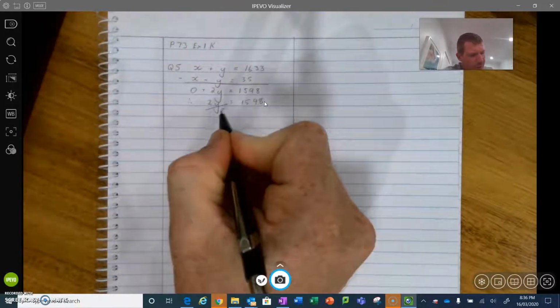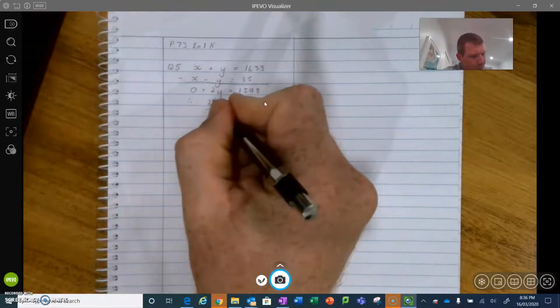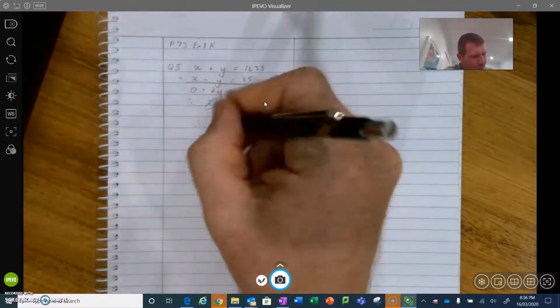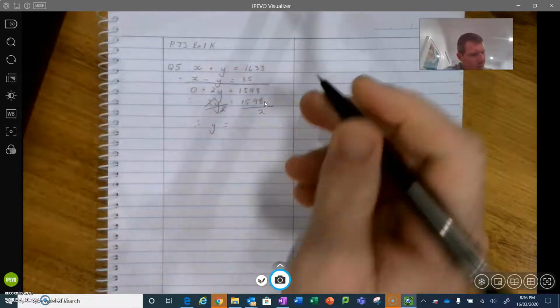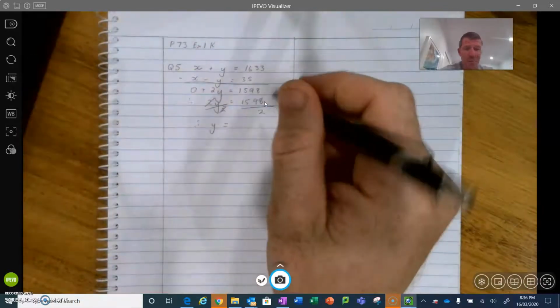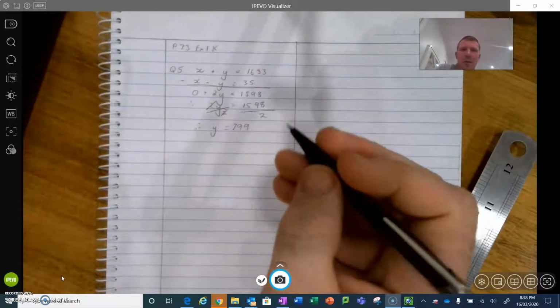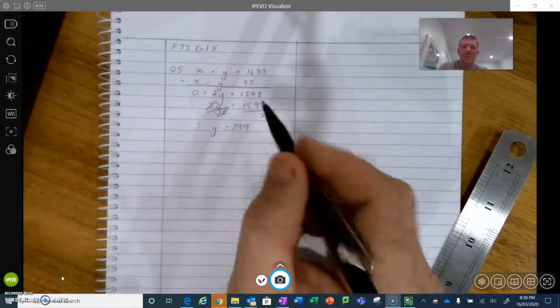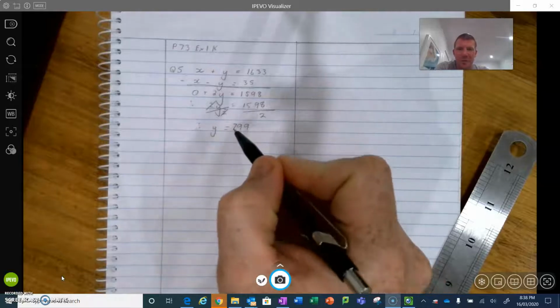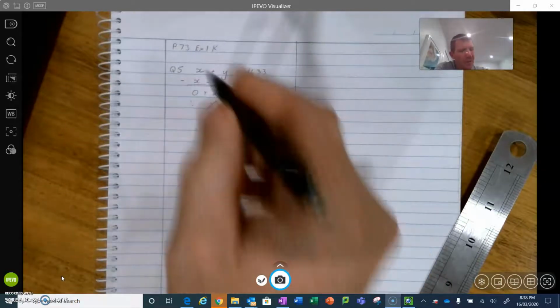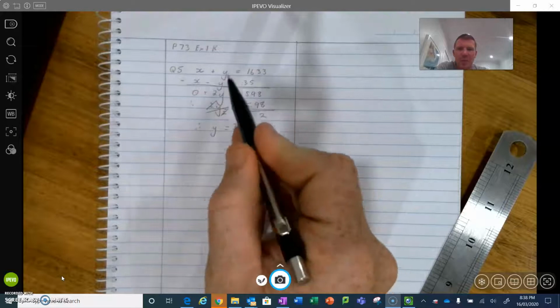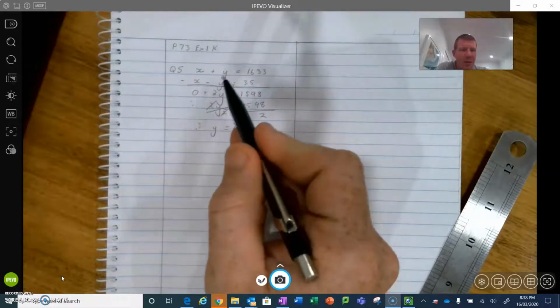I divide both sides by 2. Get rid of the 2s there. Therefore y equals 1,598 divided by 2. So basically what we've done is we've divided 1,598 by 2, so y equals 799. Okay, now we can substitute that into here, and we can work it out.